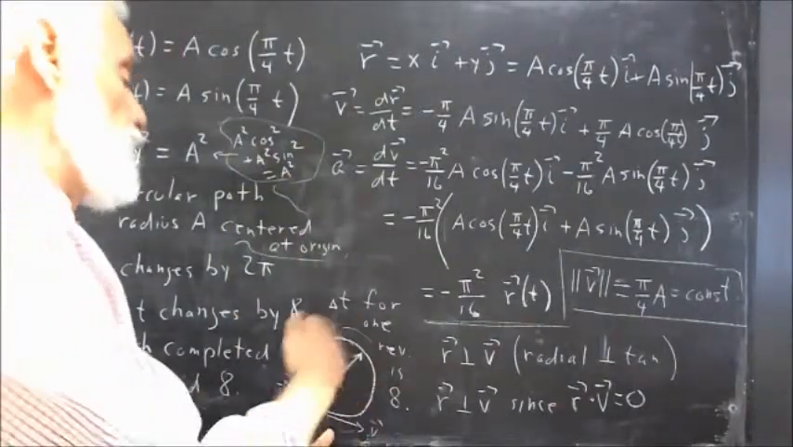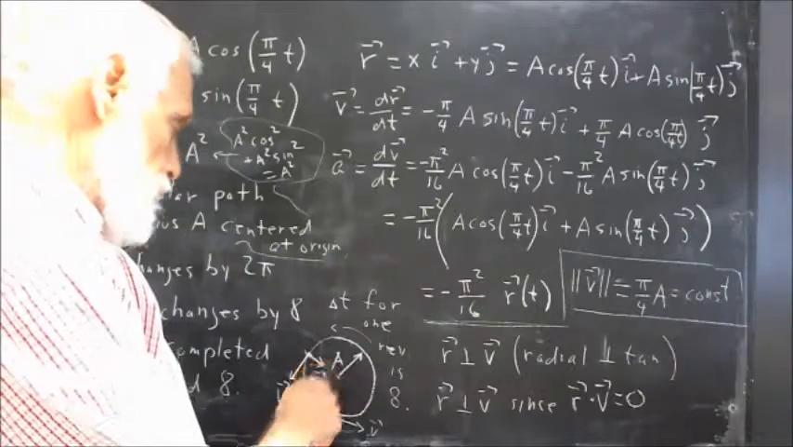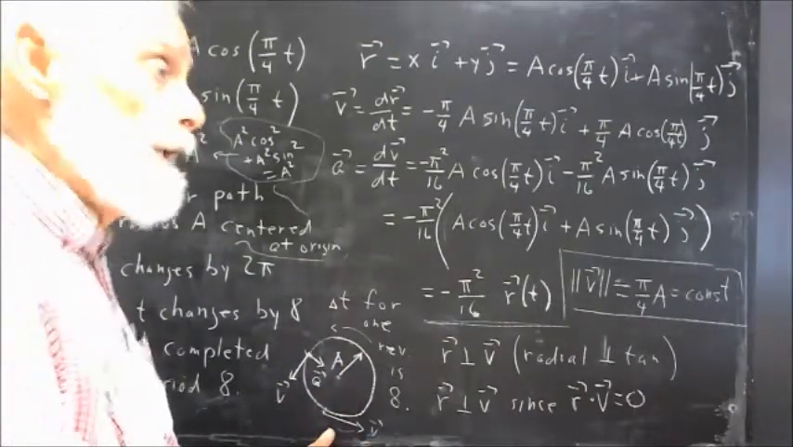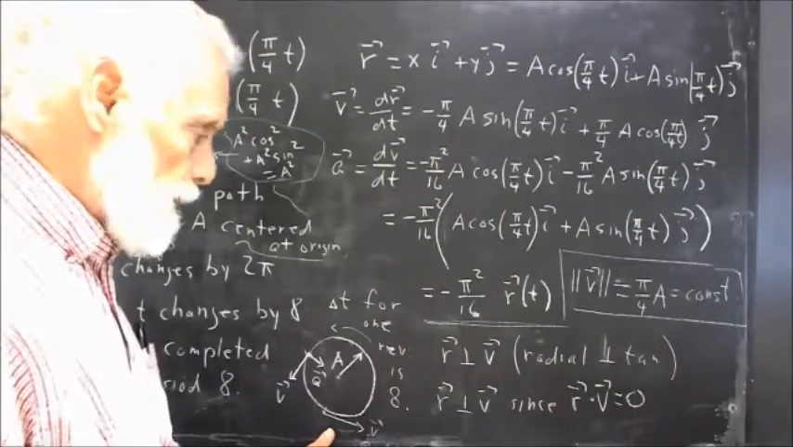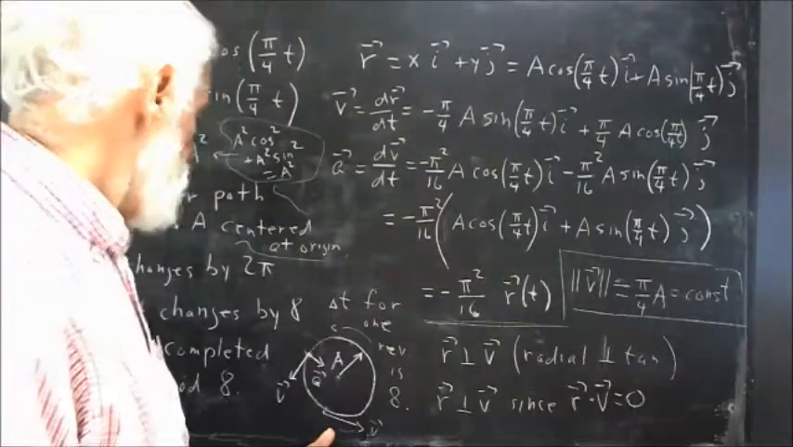In this case, for this model, or for any motion around a circle at constant speed, it turns out that the A vector is perpendicular to the V vector, and there are all kinds of ways to argue that. And the more ways you know, the more you understand, and the more likely you are to someday use that in a profound way.